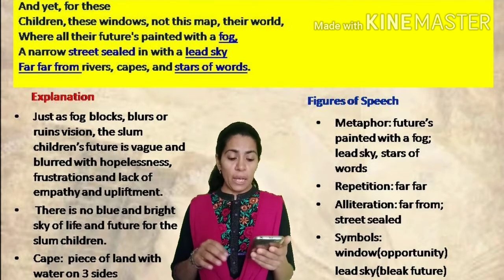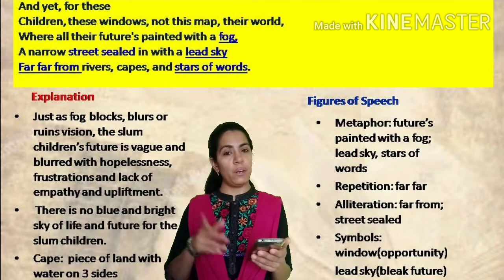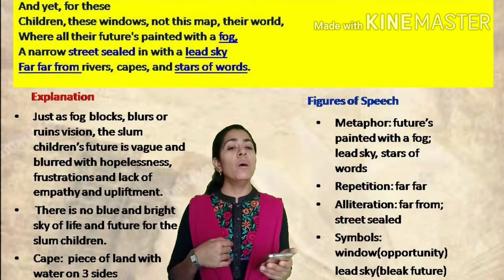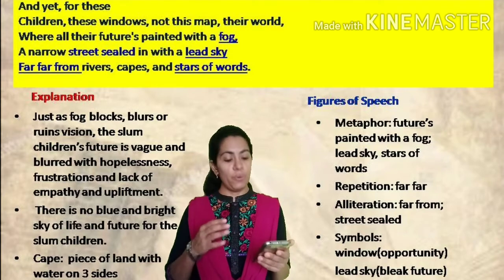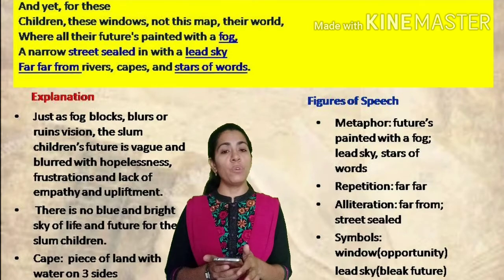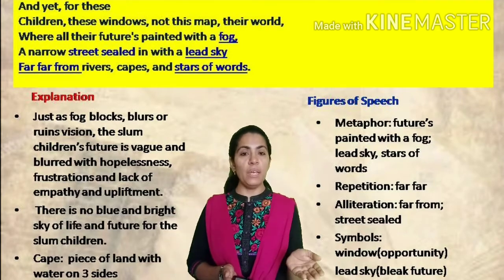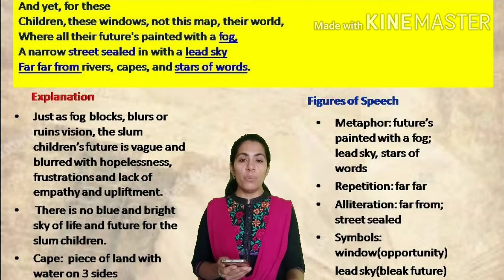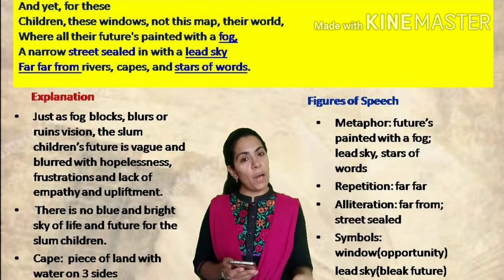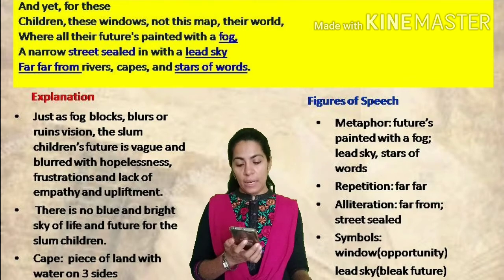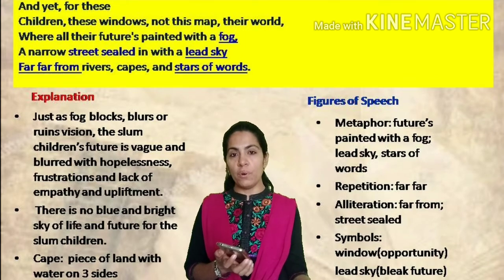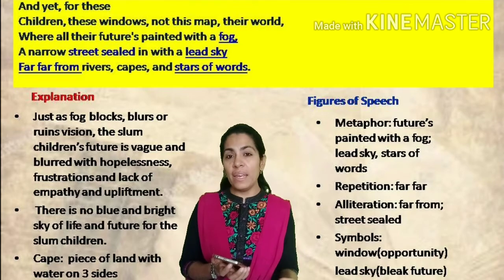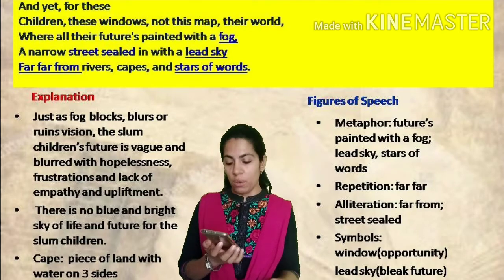That's capes. Their lives are far, far removed. Again, repetition and alliteration used here. The lives are removed from rivers and capes and stars of world. So literally, they have not seen any clear rivers. They have no opportunity to enjoy the beauties and bounties of nature, and they're removed from the river, or you can say their lives are not clean, they are living in squalor.